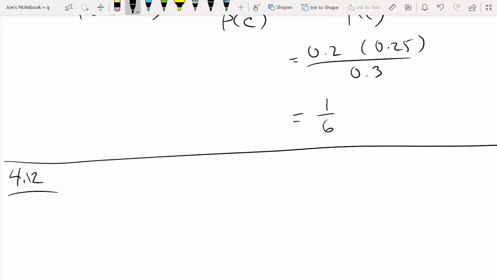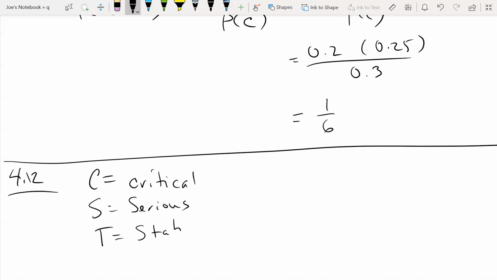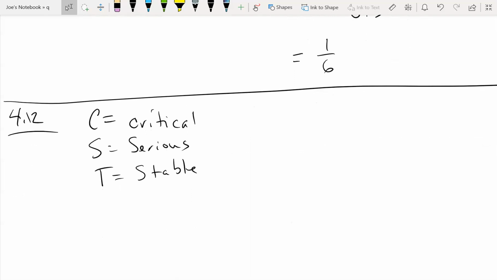So just to give letters to these, let's say C is the critical patients. Let's say S is the serious patients. And I'm going to give T to stable because I don't want to use S twice, and T was the next letter. I wasn't feeling very creative. And then, of course, we'll just use D for died.